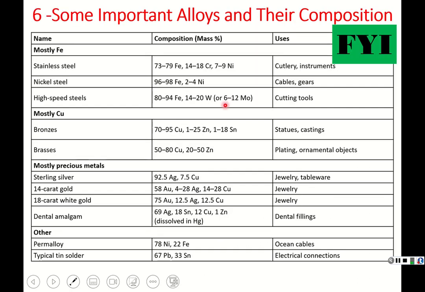Right, here are some important alloys listed. You don't need to know these or their compositions for this class. Understanding what an alloy is and why alloys are made is sufficient. Stainless steel is one that you've probably heard of. It is actually mostly iron, but it has some chromium and some nickel in it. So that's one that's fairly important to us in daily life.